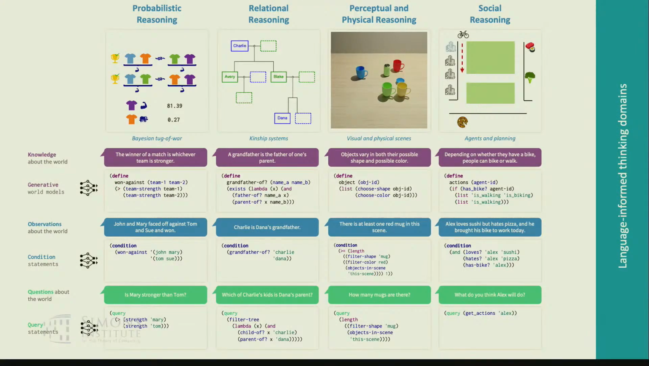that build up probabilistic generative models. And then in this framework, observations in the language, like "there is at least one red mug in this scene" or "Charlie is Dana's grandfather," construct formal conditioning statements, which update the state of this probabilistic model. And then questions map into query expressions that specify the formal target of probabilistic inference with respect to a model.